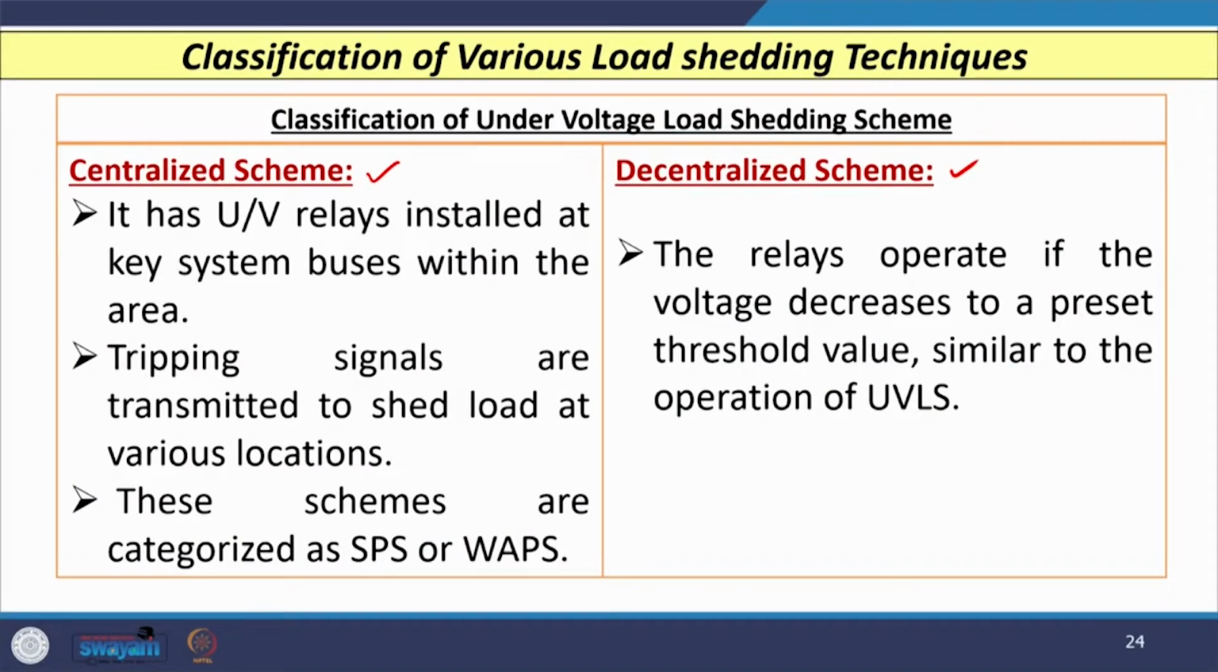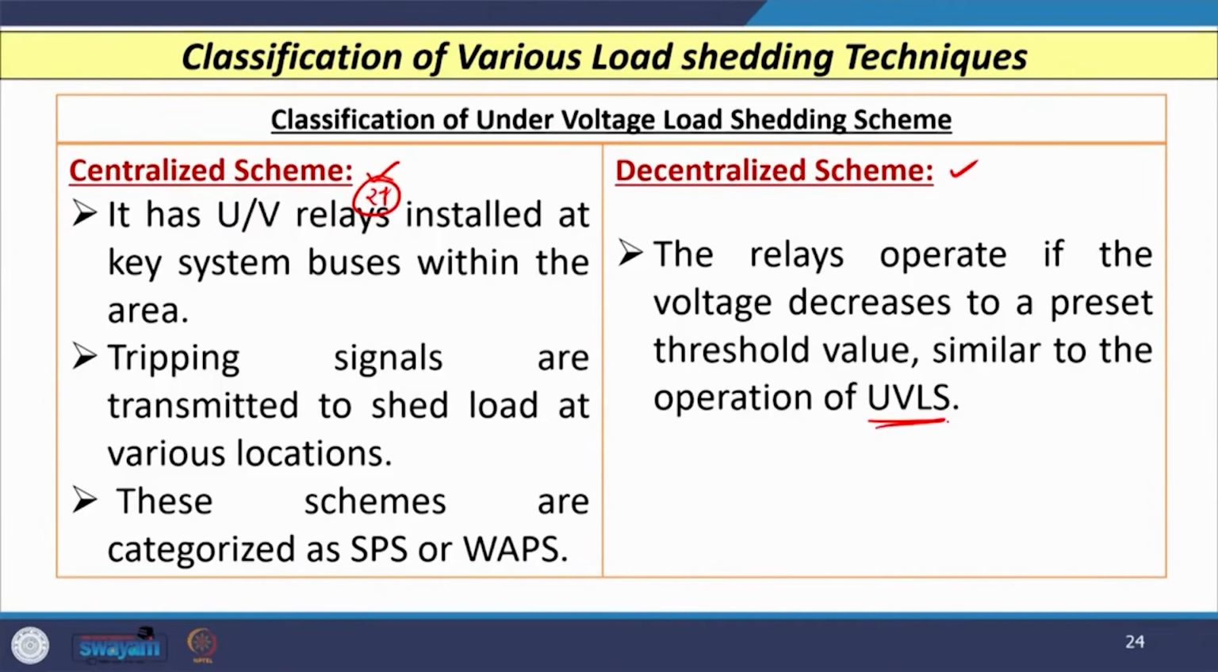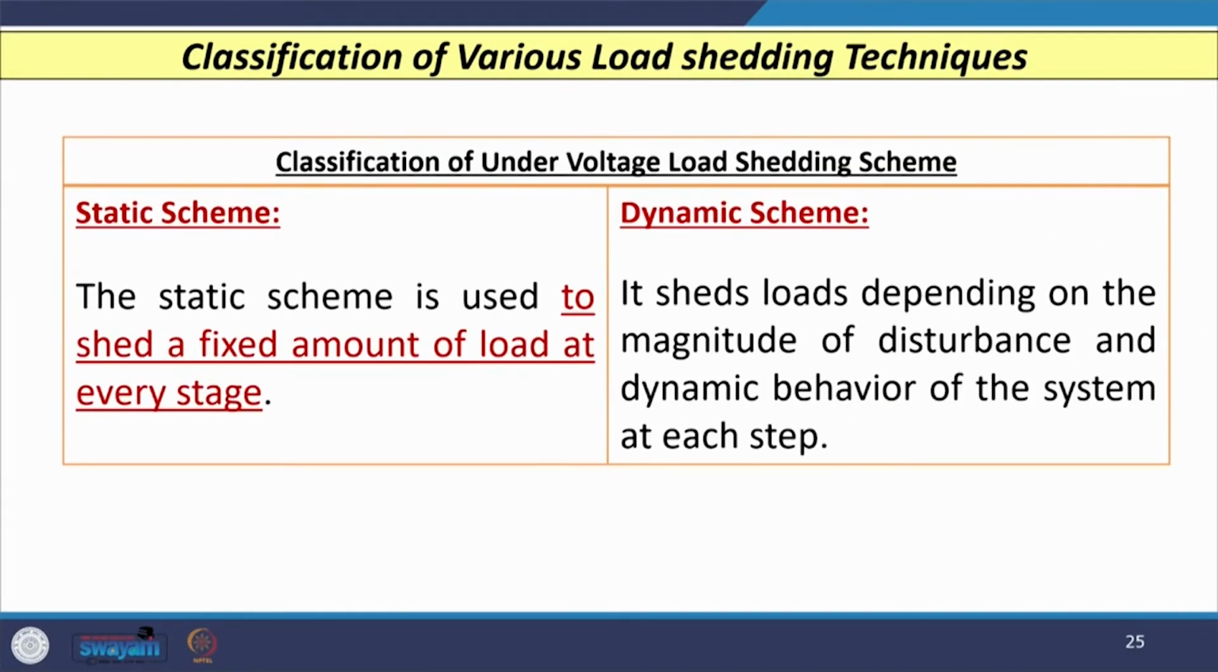So, the centralized scheme has an under voltage relay, that is the 27 relay, installed at key buses within the area or network, and tripping commands are initiated or transmitted to shed the load at various locations, and these schemes are categorized as SPS or WAPS type of schemes. Whereas, in case of a decentralized scheme, the relays operate if the voltage decreases to a preset threshold value, and this scheme we can say is similar to the under voltage load shedding scheme, which is very conventional.